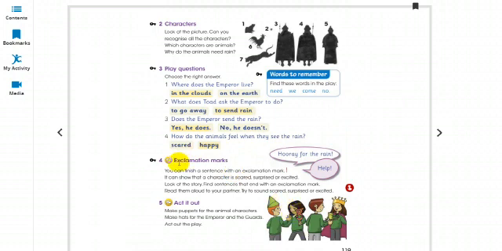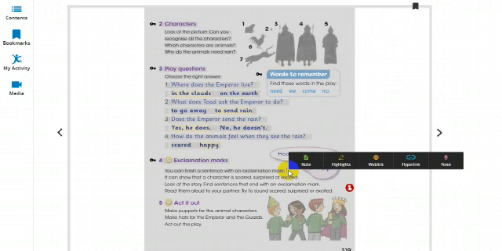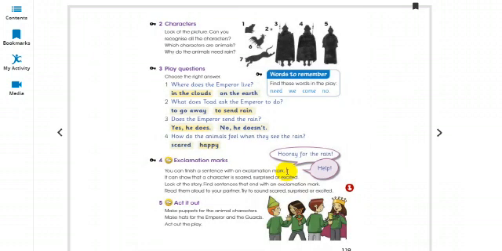Now we are going to learn something new. Here, look down at this topic. Exclamation marks. Say with me, exclamation marks. See, this thing in the red color is called the exclamation mark. You can finish a sentence with an exclamation mark like this in the red color. It can show that a character is scared, surprised, or excited.